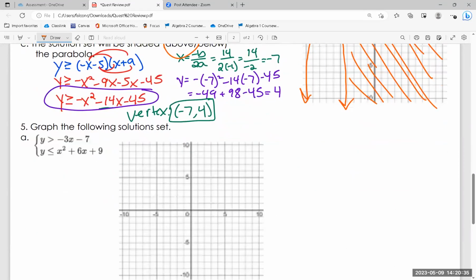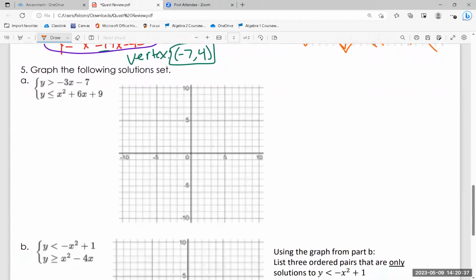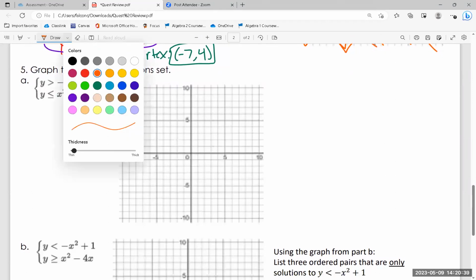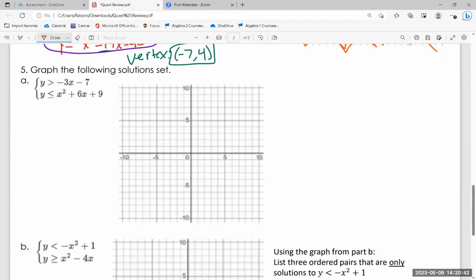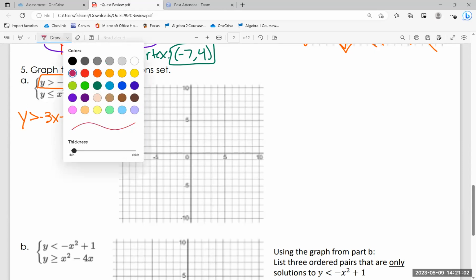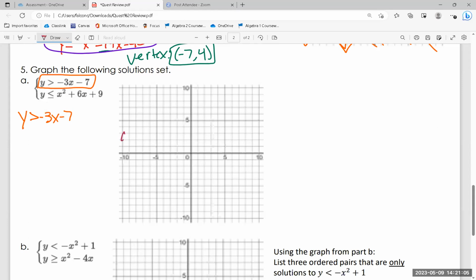Okay. All right, so then we got into our systems. So for this systems of equations, we did some linear, we did some quadratic. So we want to graph both, and then we have to shade and figure out where they overlap with the shading. So first I'm going to graph my linear equation. So this y greater than -3x minus 7. Now this equation is in our slope-intercept form. So it's y equals mx plus b.